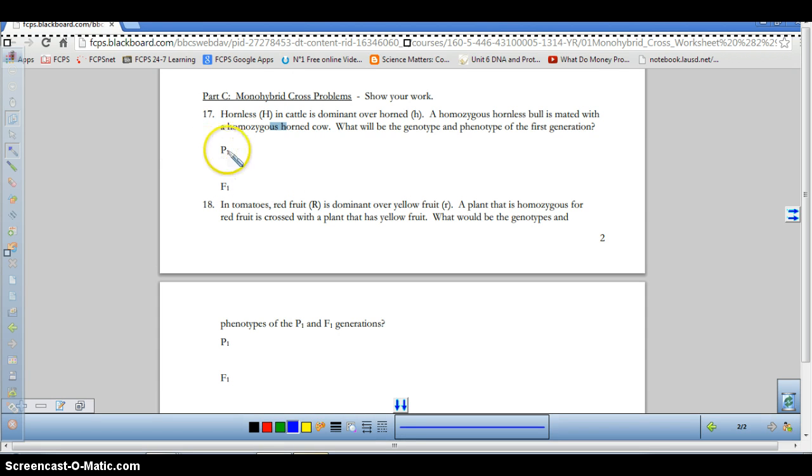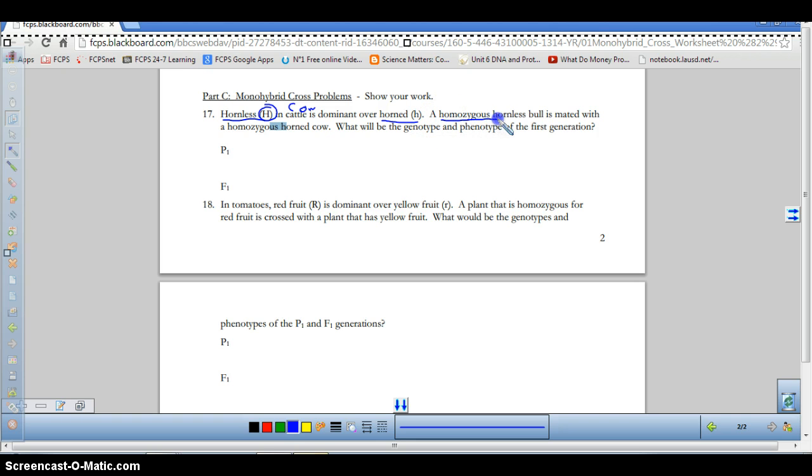Okay, hey guys, let's look at this part C for your monohybrid cross practice. Let's look at number 17. So we have hornlessness, not having horns, in cattle. Cattle are cows, C-O-W, and hornlessness is dominant over having horns. So if a cow or a bull doesn't have horns, it's a dominant trait. Having horns is recessive, and not having horns is dominant.